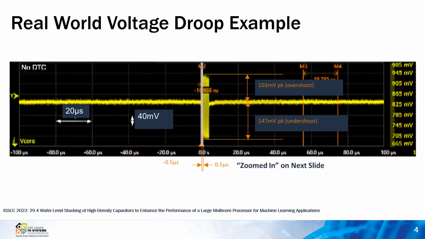This is an example of a real-world voltage droop. Initially, there's a small amount of expected workload noise on the power supply. Then there is an event that temporarily causes a large ring with excessive voltage droops and overshoots before returning to the normal voltage level.